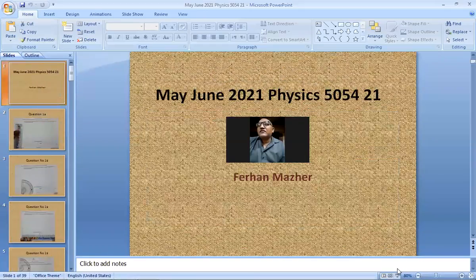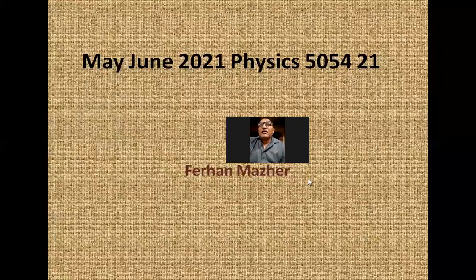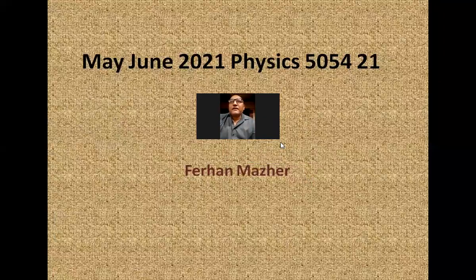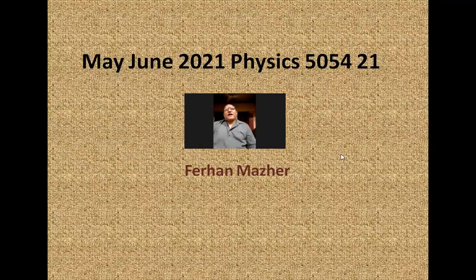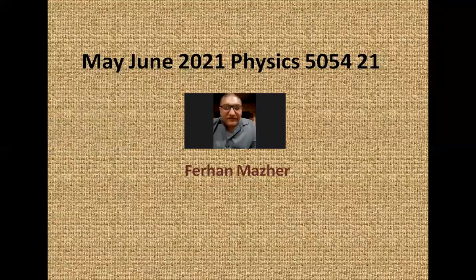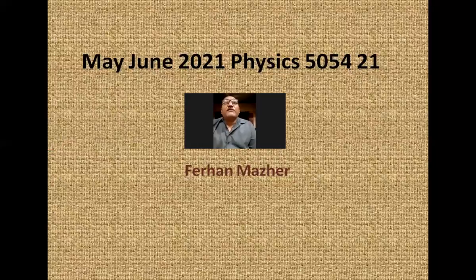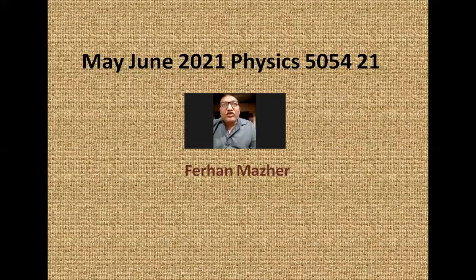Okay, my dear students. With question number 10, we have reached the end of this paper. In this video, we have solved May/June 2021 Physics 5054/21, Section B. We have done question numbers 8, 9, and 10 of this paper. So this paper is completed.